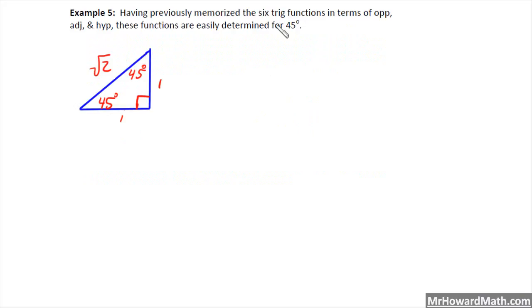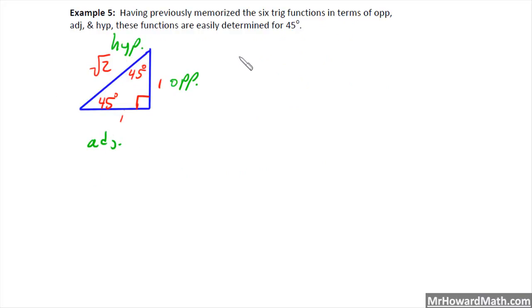Having previously memorized the 6 trig functions in terms of opposite, adjacent, and hypotenuse, these functions are easily determined for 45 degrees. So we'll use this 45. It wouldn't matter if we use this one as far as that goes. From this 45-degree angle, this would be the opposite side, this would be the adjacent side, and this is the hypotenuse.